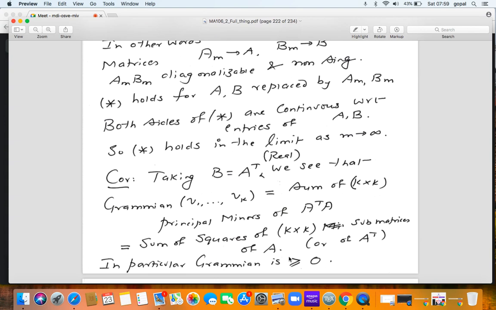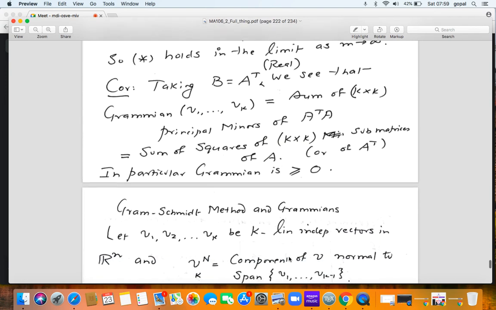You will immediately get convinced of this. The general case is very similar. In particular, the Gramian is non-negative, something that we have said several times, and now we are able to see rigorously that the Gramian has been proved to be non-negative.